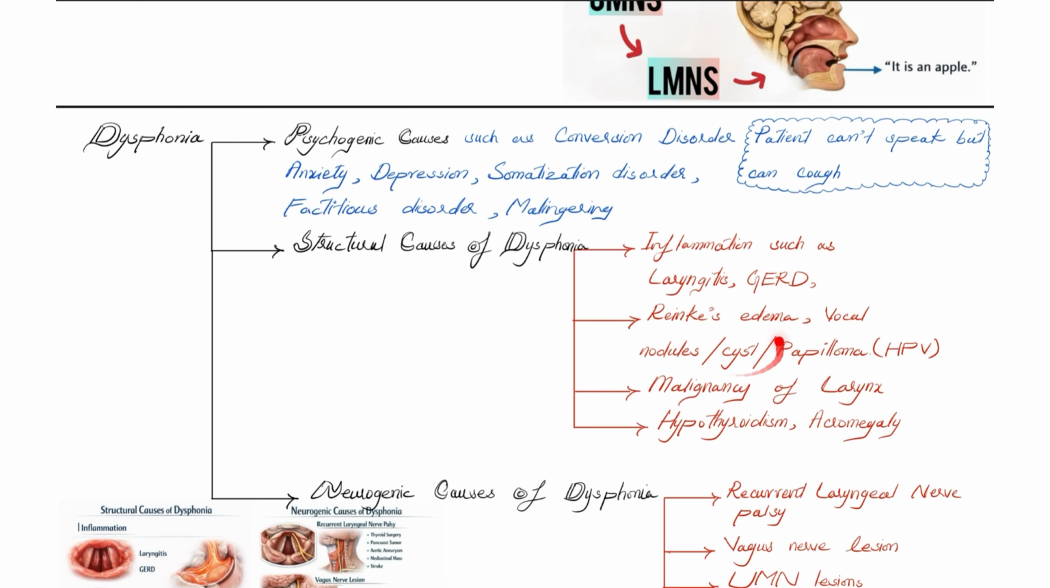nodules, vocal cyst, vocal papilloma, which is caused by human papilloma virus, and they change the quality of voice, and malignancy of larynx, or hypothyroidism where there is deposition of glycosaminoglycans like hyaluronic acid, and acromegaly when there is high level of growth hormone.